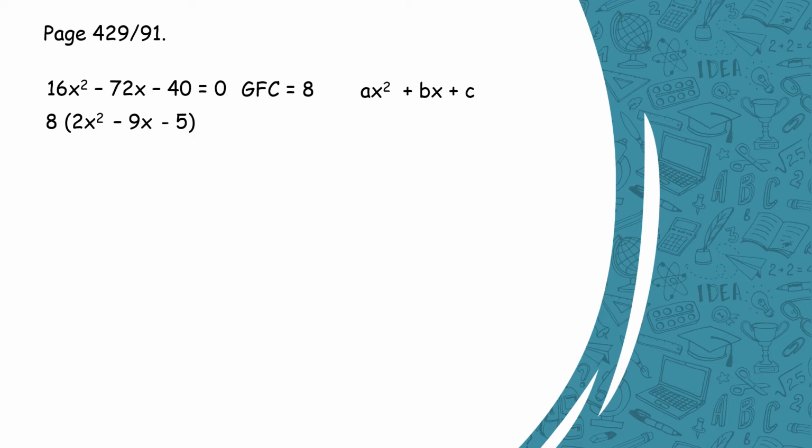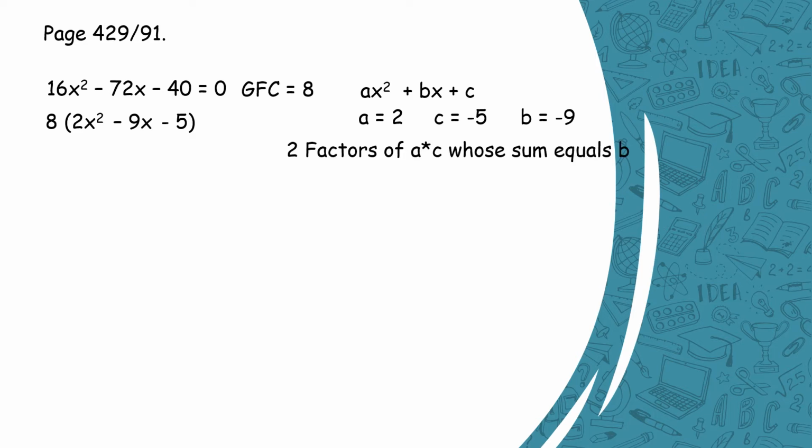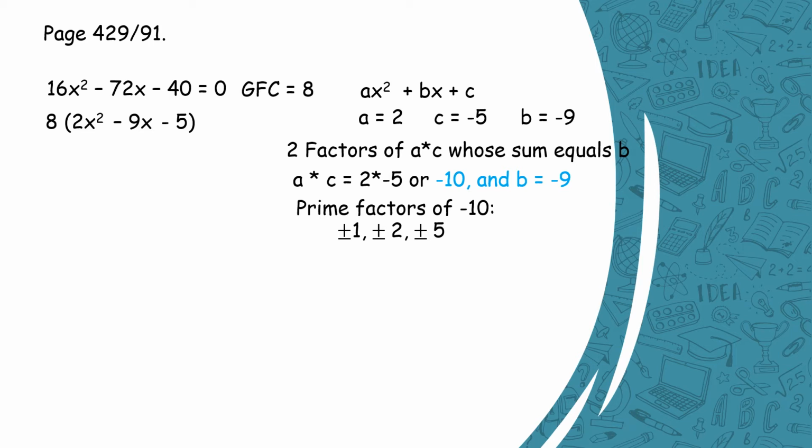This now is in the form ax squared plus bx plus c, with a being 2, c being negative 5, and b equals negative 9. Now I said it that way because there are two factors of a times c whose sum equals b. What are those factors? Well, we might have to do some trial and error. So a times c, we'll note, is 2 times negative 5, which is negative 10.